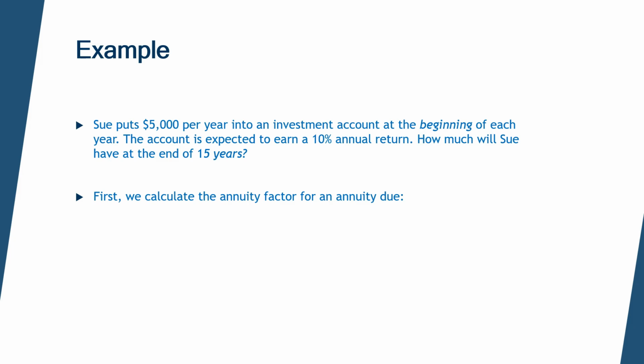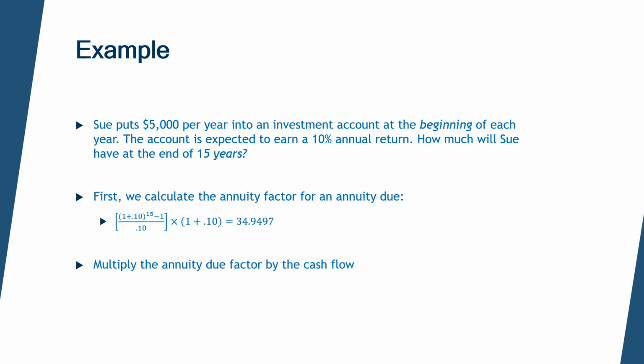Well, we're going to calculate the annuity factor for an annuity due based on the equation that we saw in the last slide. We're just going to plug the variables into that equation. We're going to get an annuity due factor of 34.9497. And now we just multiply that by the $5,000 cash flows, and we see that the future value of that account is $174,748.50. All right, so that is the future value of an annuity due.